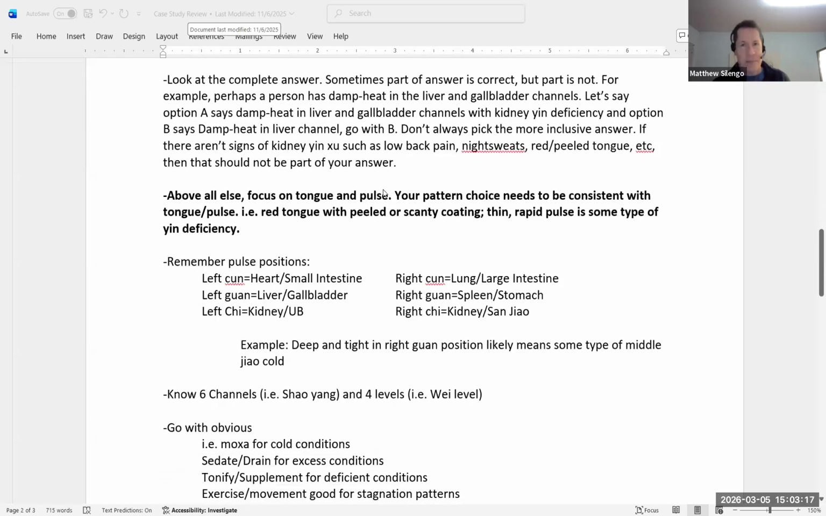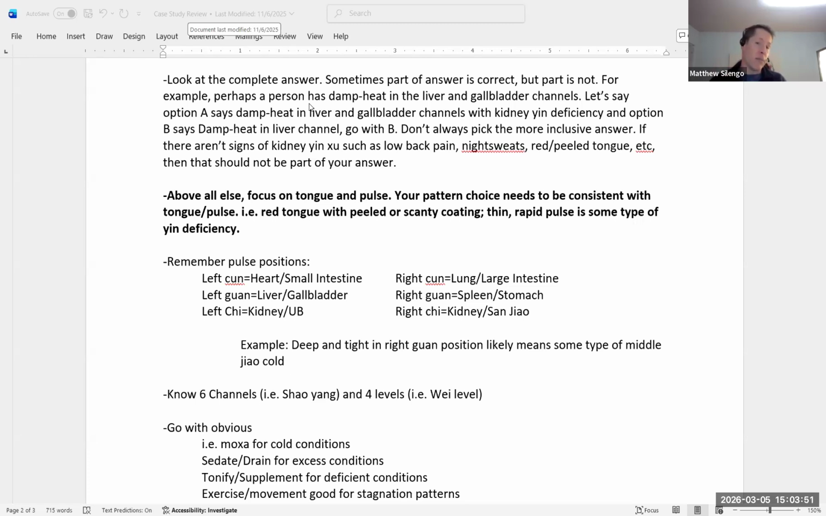Another thing to be careful about, make sure you look at the complete answer. I see students do this all the time, even on my take home quizzes. Sometimes a part of an answer is correct, but part is not. So I gave you an example here. Let's say that somebody comes in and they have hypochondriac pain. It's red, it's burning, maybe there are little pustules in the area, like how shingles might present, for example. Maybe the person has red burning eyes with discharge.